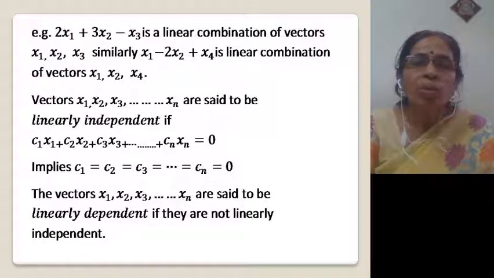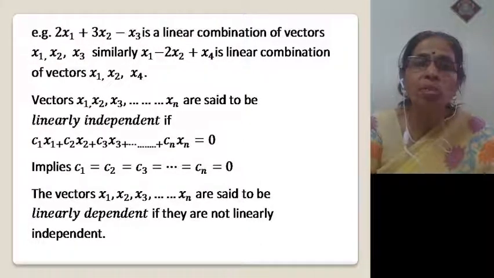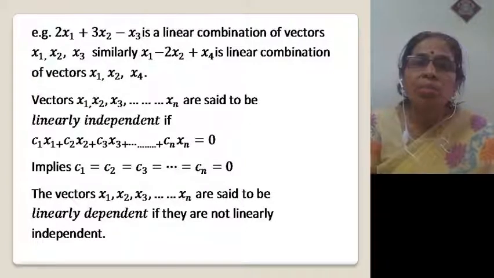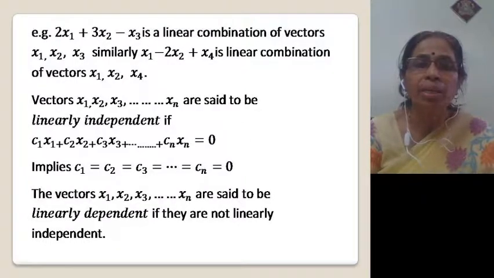Now, how do we define linear independence of vectors? Vectors x1, x2, x3, and so on xn are said to be linearly independent if c1 x1 plus c2 x2 plus c3 x3 plus and so on cn xn equal to 0 implies that c1 equal to c2 equal to c3 and so on cn equal to 0. Now, the vectors x1, x2, x3, and so on xn are said to be linearly dependent if they are not linearly independent.